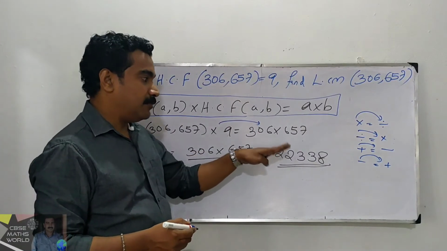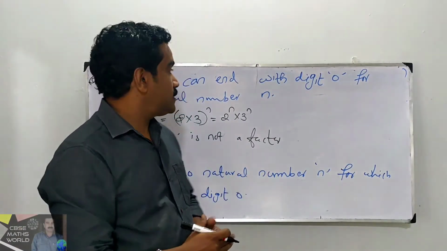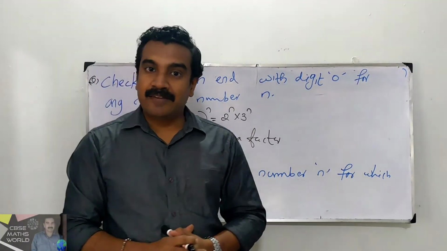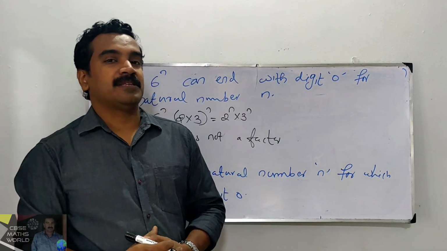So the answer is 22338. Next is a very important question. The question is, check whether 6 raised to n can end with the digit 0. Very important question. This question is repeating most of the time in the board exam.